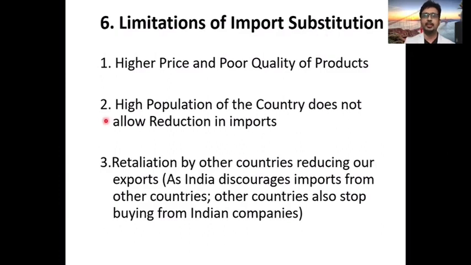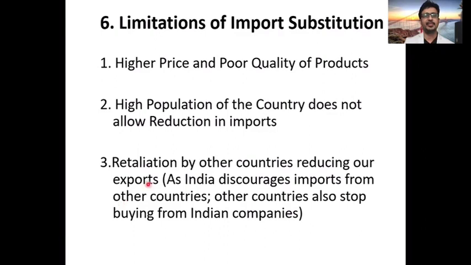Now, the second limitation of the policy was that the high population of the country does not allow reduction in imports. Mainly this policy of import substitution was aimed at reducing the imports. But the problem was that simultaneously the population of the country was growing so rapidly that despite producing the substitutes of imported goods, India was not able to reduce the imports substantially. So the high population of the country reduced the effectiveness of the policy of import substitution.